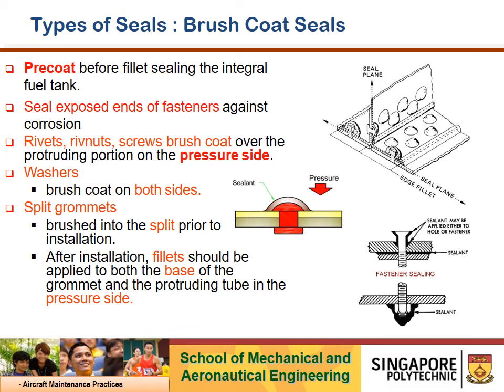Or as per the brush coat seal. So it's a pre-coat before fillet sealing in the integral fuel tank. The seal exposed ends of the fasteners against corrosion. Okay, so we call it a brush coat seal. So the rivets, rivnuts, or screws are brush coated over the protruding portion on the pressure side. Alright, so some are over the washer or on the nut. So all these are known as brush coat seals. Okay, as shown here.